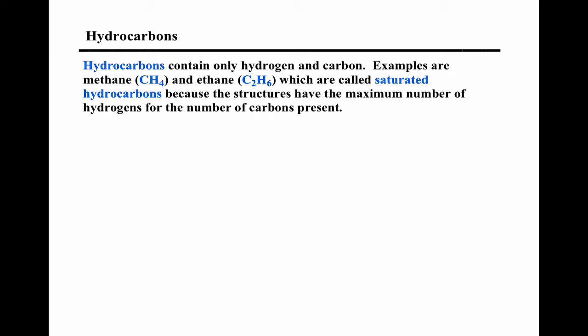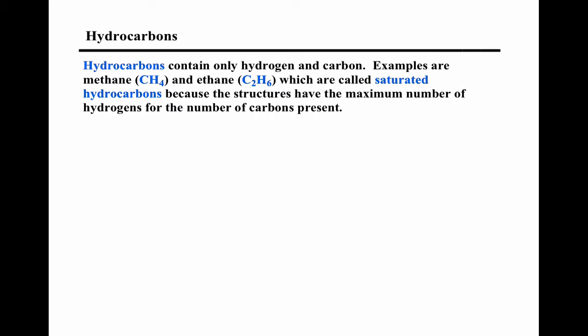Also, if you look at ethane, C2H6, it is a hydrocarbon, which is quite commonly found in natural gas as well, albeit in lower percentages than methane. These are called saturated hydrocarbons, meaning we can add no more hydrogen to that number of carbons that are in the molecule.